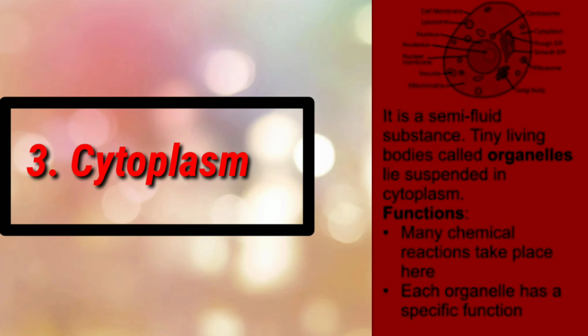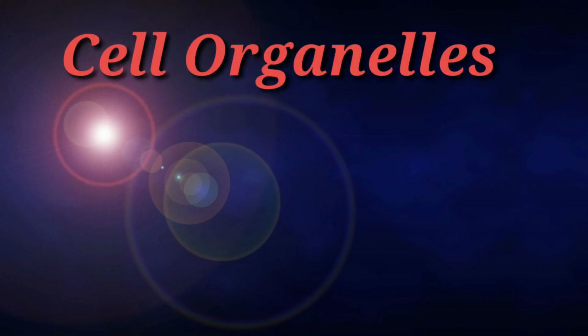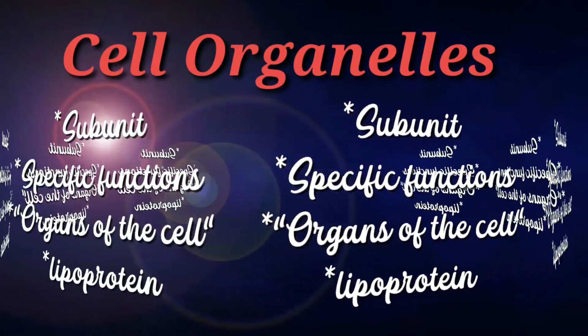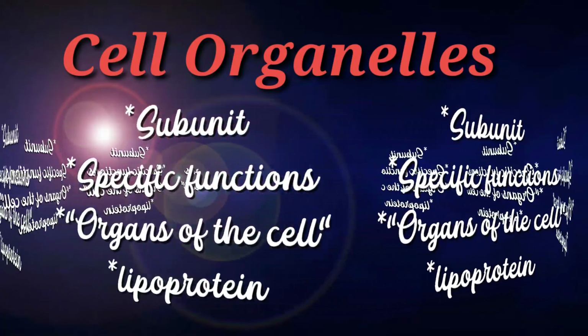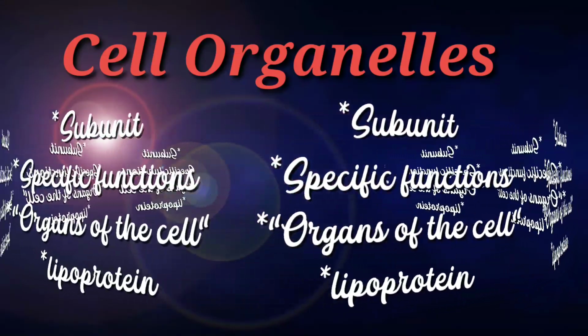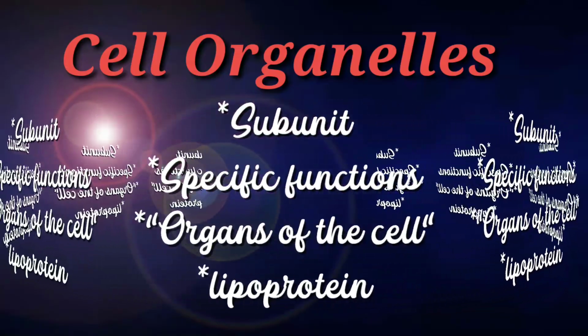In animal cells, cytoplasm is more granular and dense, while in plant cell it is thin and mostly pushed to the periphery due to a large central vacuole. Now let us see what are cell organelles. An organelle is a specialized subunit having specific functions within the cell. They are organs of the cell. Each organelle has its own lipoprotein membrane. Except nucleus and chloroplast, all other organelles can be seen only with electron microscope.